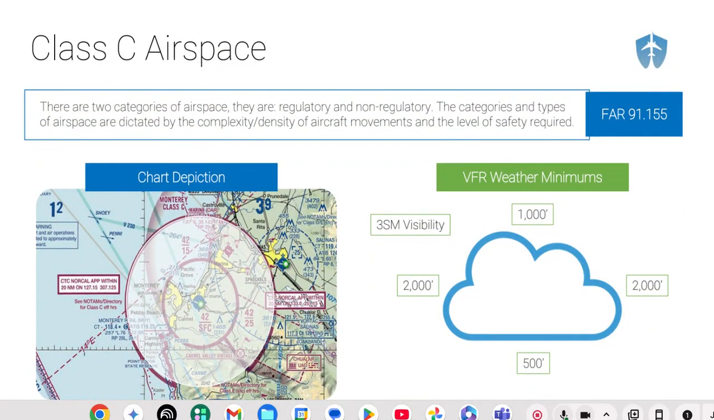Okay, and here's what it looks like on a sectional chart. You're gonna have these solid magenta lines surrounding that Class Charlie airspace.